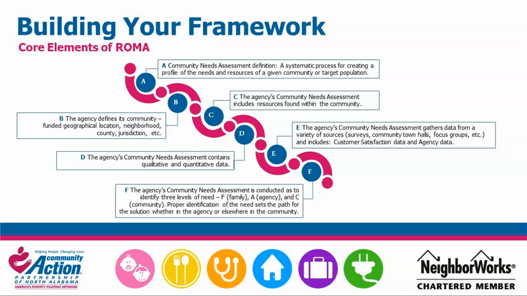And then finally, like Erin had mentioned also, identifying those three levels of need: the family, the agency, the community, because proper identification of the need sets the path for that solution. Whether in the agency or elsewhere in the community, it sets that proper path for being able to address the cause and condition.